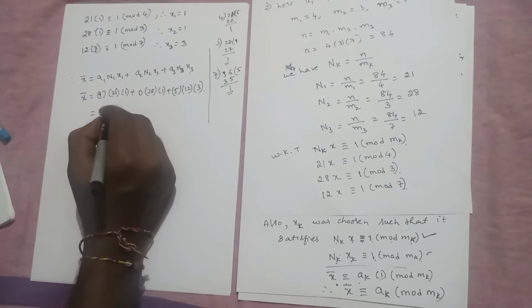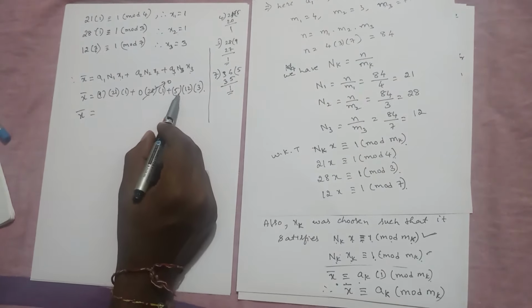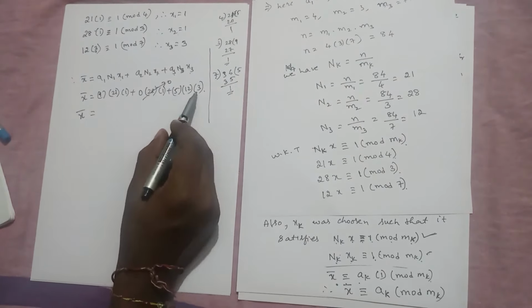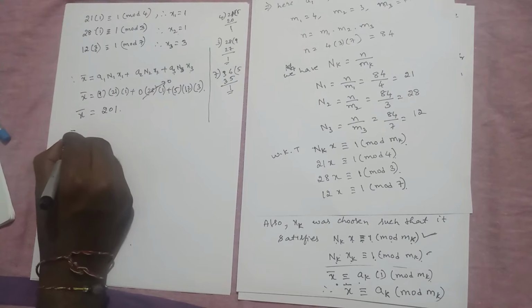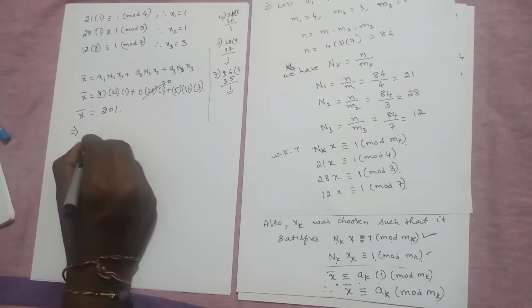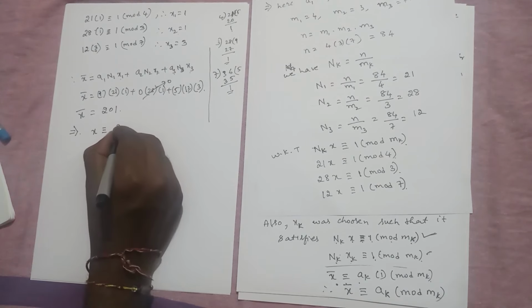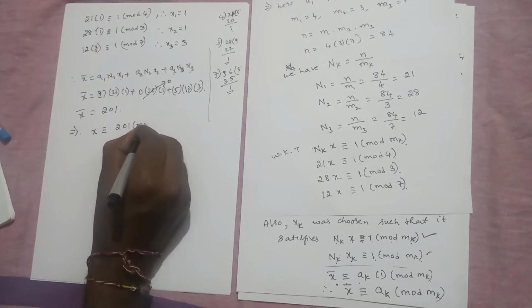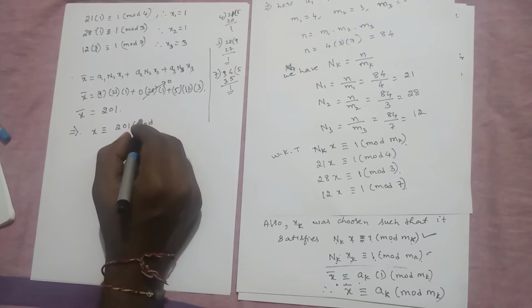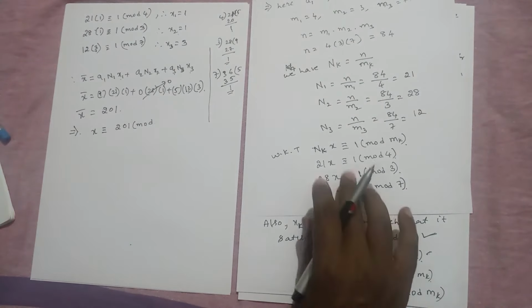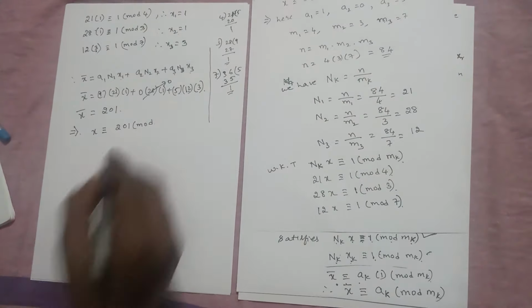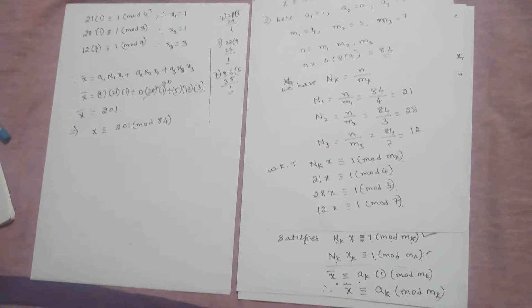So this whole middle term becomes 0. 5 times 3 is 15, 15 into 12 is 180, plus 21, we'll get 201 as x bar. So this implies that x is congruent to 201 mod n, where the n value is 84.